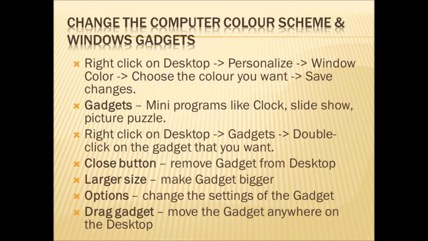Next, we'll see how to change the color scheme of your computer and the Windows gadgets. First, if you want to change the color scheme of your computer, you should right click on the desktop. You will have empty space on your desktop, so right click in the empty space on the desktop, then go to the option personalize and then click on window color. There will be a tab called window color.